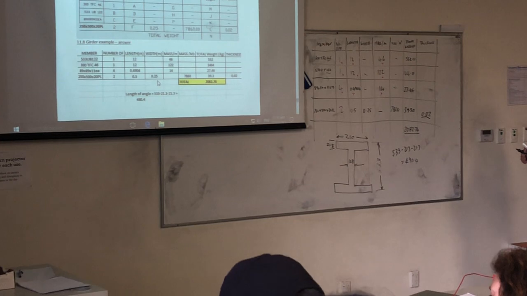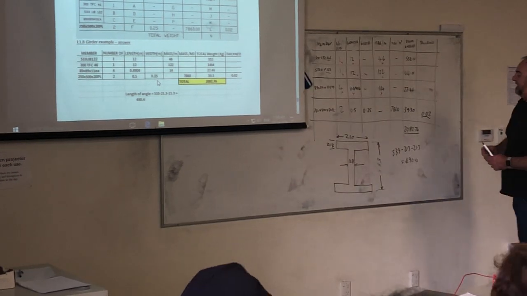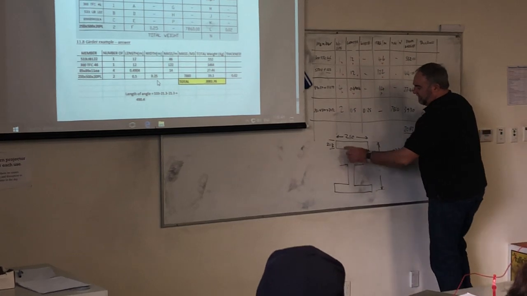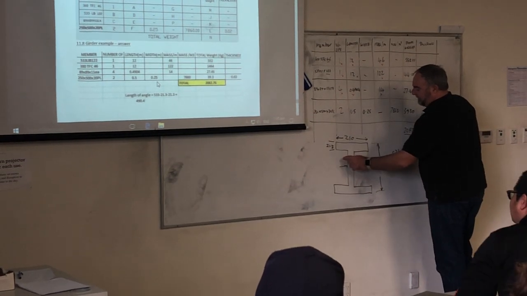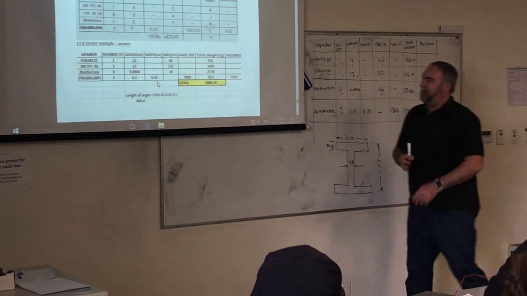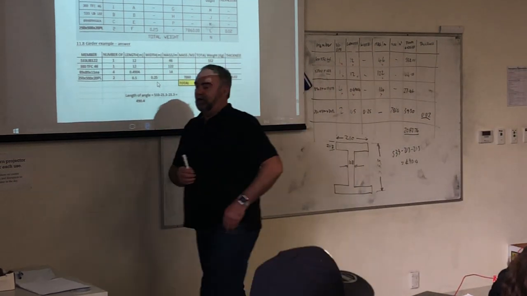Just out of interest, if we were to calculate the minimum width here, it would be that distance minus that, divided by 2, which would give us that width. But I haven't included that in the test.